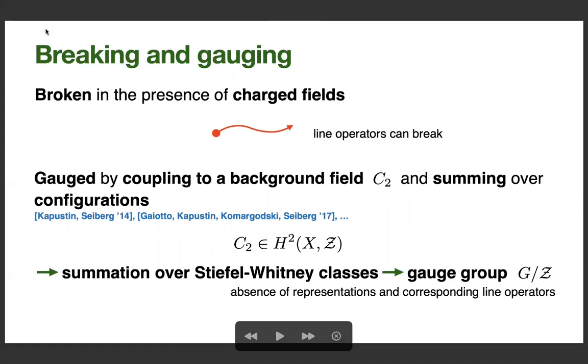In the same way, I can gauge the center one-form symmetries. And I do that as usual by coupling it to a background field, which, since now we're dealing with one-form symmetries, has to have one more dimension. So actually here it's a two-form. And then I sum over all allowed configurations.